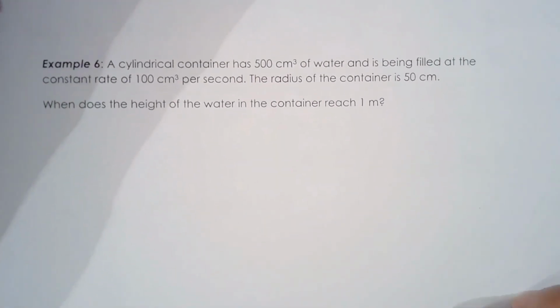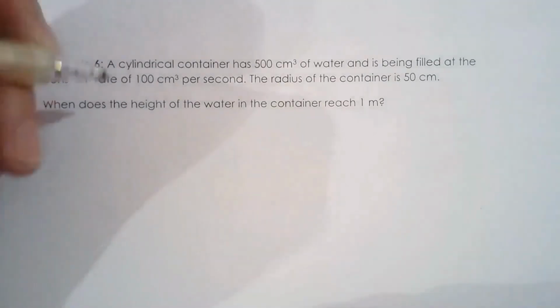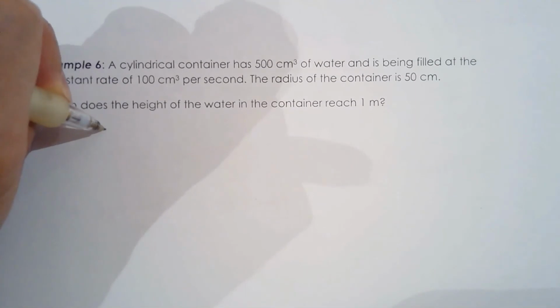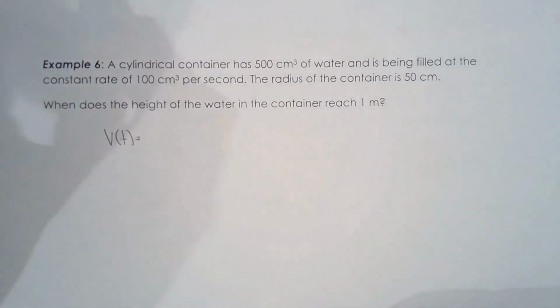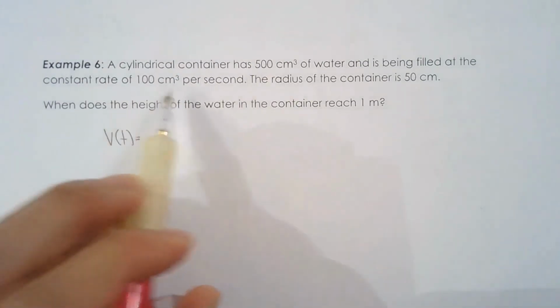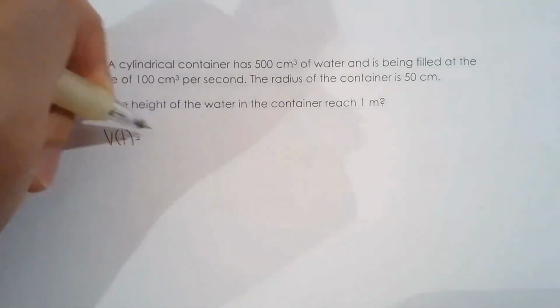Okay, so last question here. A cylindrical container has 500 cubic centimeters of water and is being filled at a constant rate of 100 cubic centimeters per second. The radius of the container is 50 centimeters. When does the height of the water in the container reach 1 meter? So I'm first going to start off by writing the volume as a function of time, because they tell me the initial volume and it is filled at a constant rate.